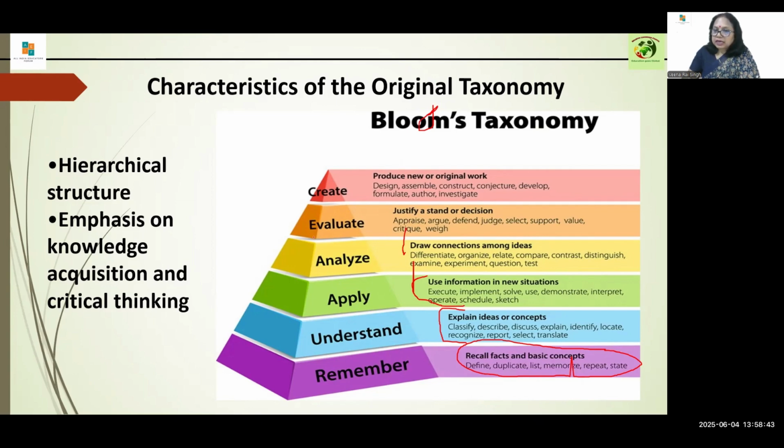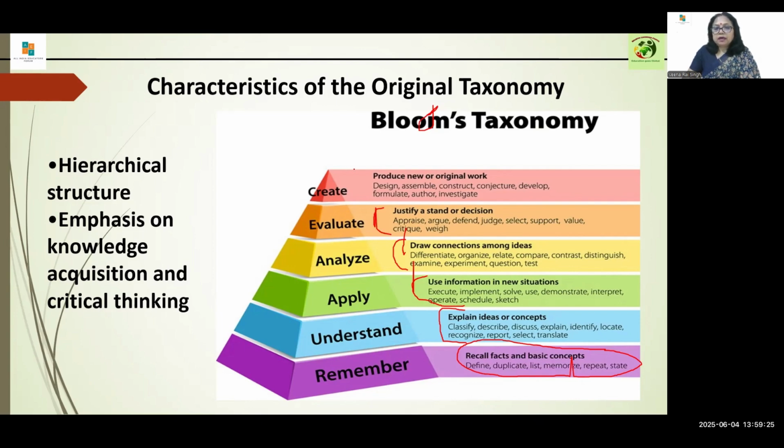Fourth is analyze. So what are we doing here? We are trying to draw connections among the ideas. We are trying to differentiate, organize, and compare. Next stage is evaluate. Whatever has been remembered, understood, applied, and analyzed, one should be able to evaluate. That is, one should be able to appraise, argue, defend, or support the theories.